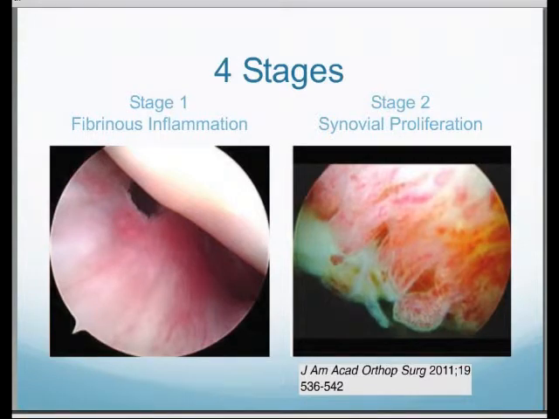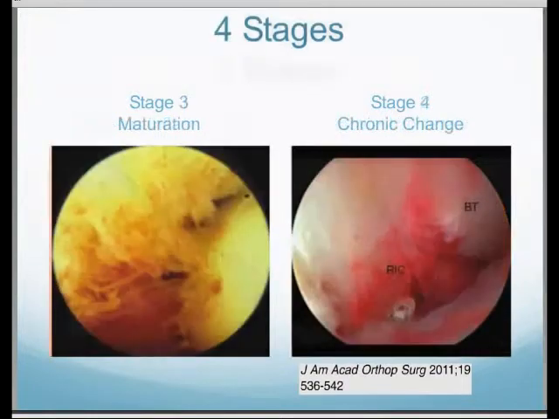And then stage 3, as this goes on, it starts to mature, and it becomes more of a fibrosis type of reaction versus an inflammatory reaction. That can probably describe why the pain starts to fade away, and you're just left with a stiff shoulder. Then in the chronic phase, this is trying to show the rotator interval and the biceps tendon, saying that scar tissue is well formed, and it becomes very difficult on arthroscopy to distinguish normal anatomy.